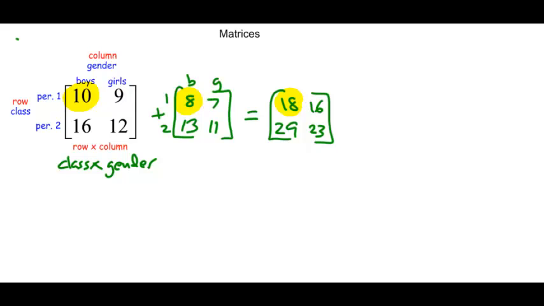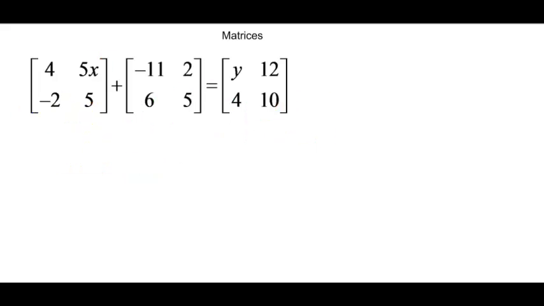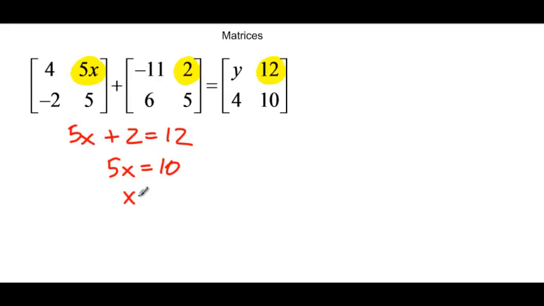Okay, so let's take a look at another example here. Here we have matrix addition, so we're looking at corresponding positions. If I want to solve for x, here's x. So we're looking at row 1, column 2, row 1, column 2, row 1, column 2. From there, I can write an equation. Say, okay, 5x plus 2 is equal to 12. Oh, that's pretty easy. Then this is a linear equation, and x is equal to 2.